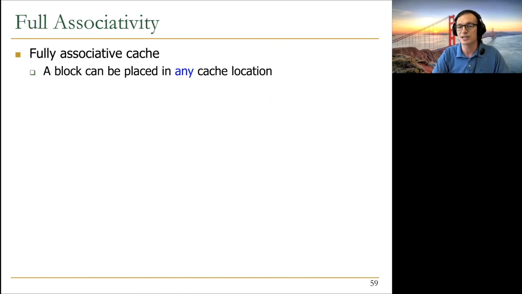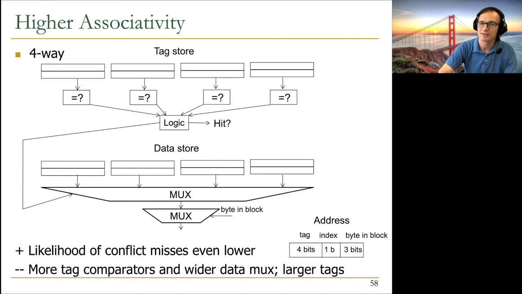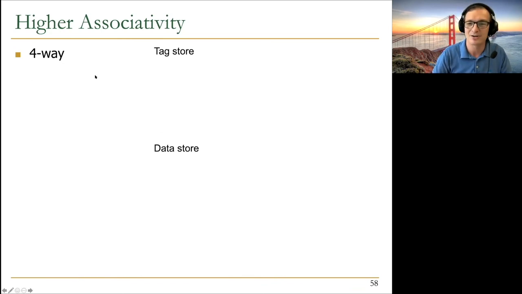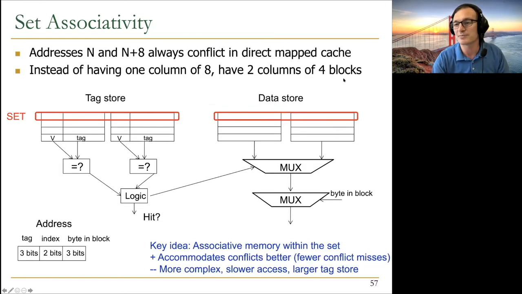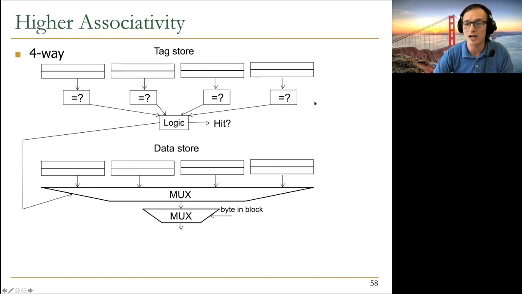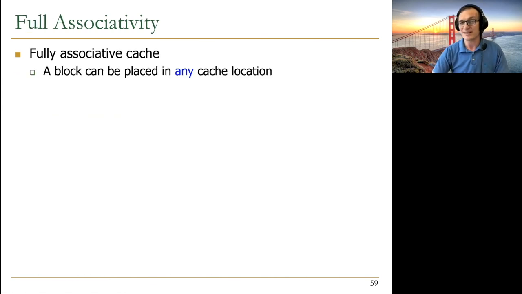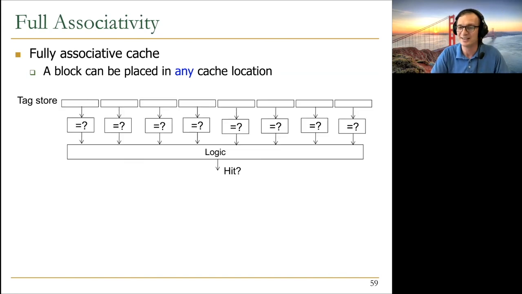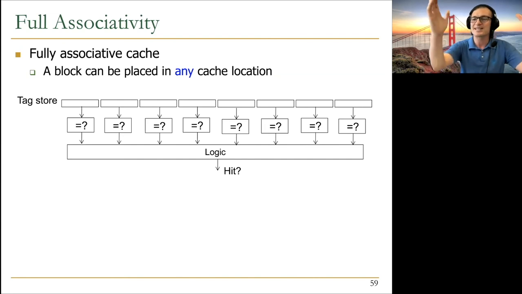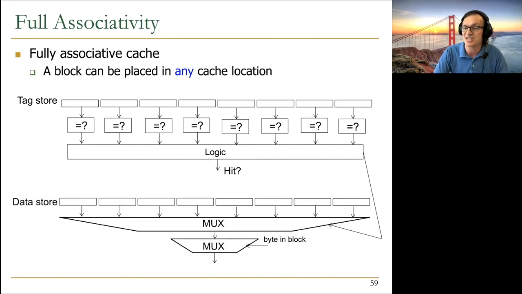Now, if you push it to the limit, you have a fully associative cache. Basically, instead of having two columns of four blocks, and then four columns of two blocks, how about having eight columns of one block each? That's basically a fully associative cache. In this case, a block can be placed in any cache location. You eliminated the index bits. There are no more index bits. You're just comparing the tags. This is a fully associative cache. It's fully content addressable memory, if you will.